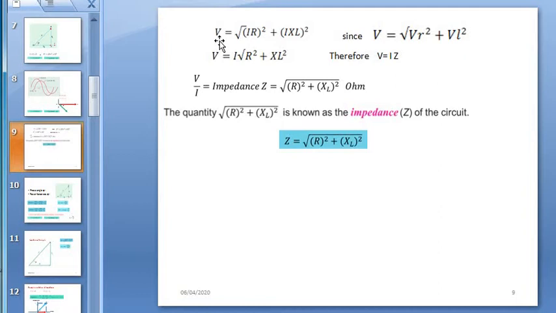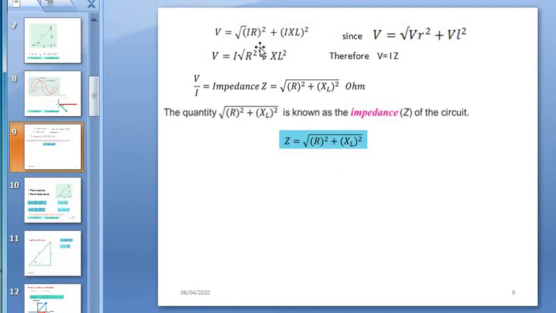From the first diagram, V was equal to what? The vector addition of voltages. V is equal to VR plus VL, voltage across the resistance, voltage across the inductor. Mathematically we can write V is equal to square root of VR square plus VL square. From this, what is VR? VR is equal to IR. What is VL? VL is equal to I into XL. Therefore, V is equal to square root of (IR) square plus (IXL) square.